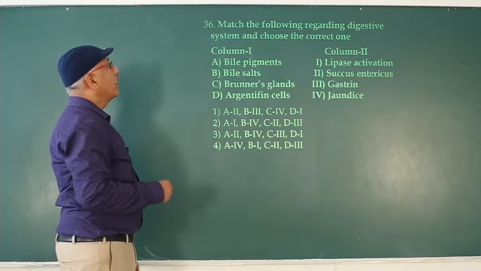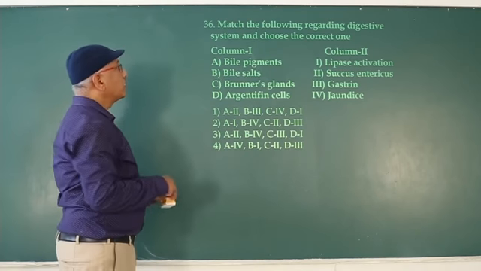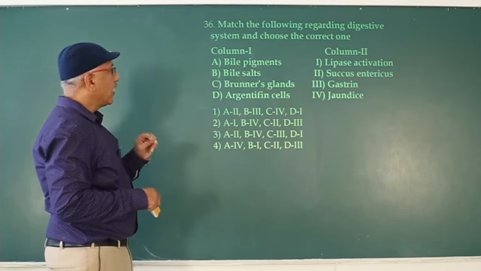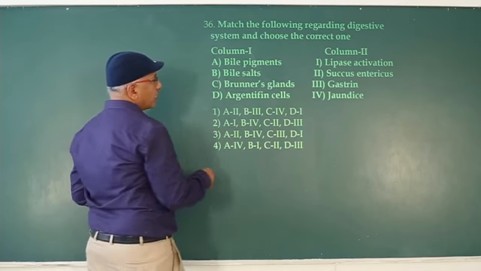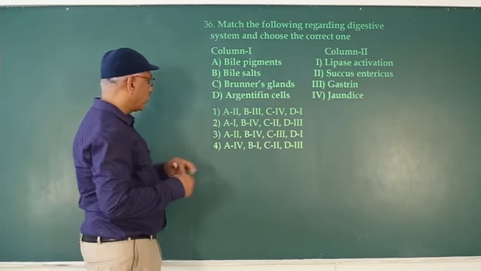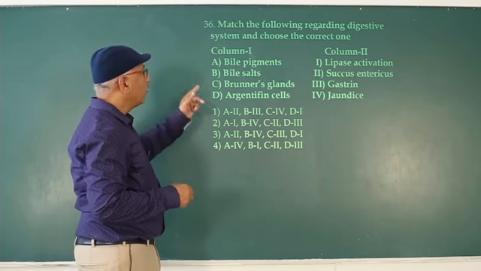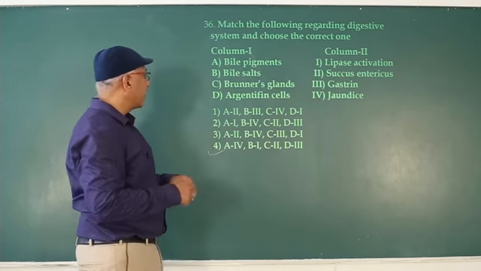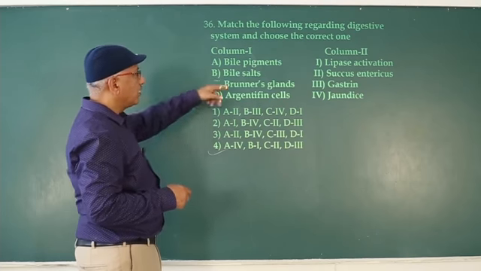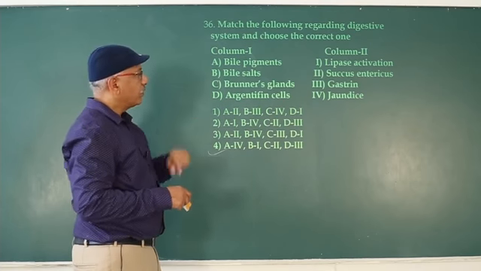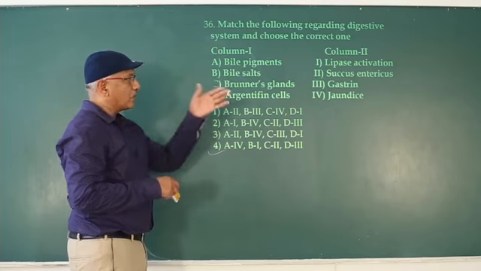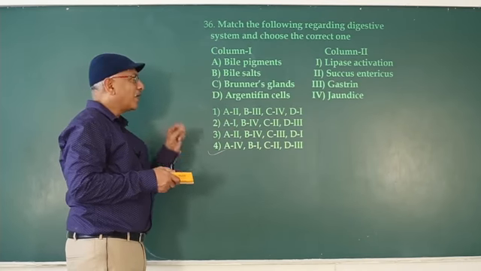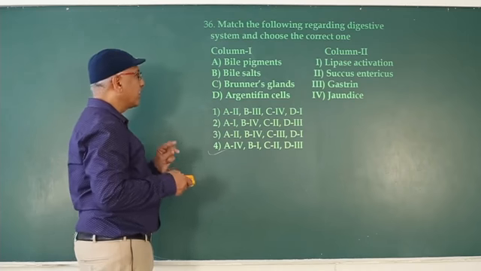Match the following regarding the digestive system and choose the correct one. Column 1: bile pigments. Bile pigments cause jaundice. Bile salts help in lipase activation. Brunner's glands: the secretion of Brunner's glands and crypts of Lieberkühn is known as succus entericus.